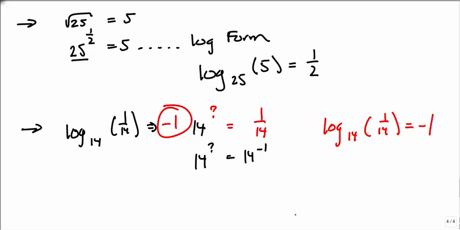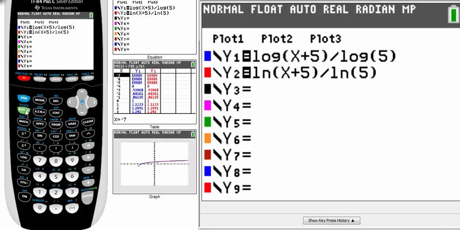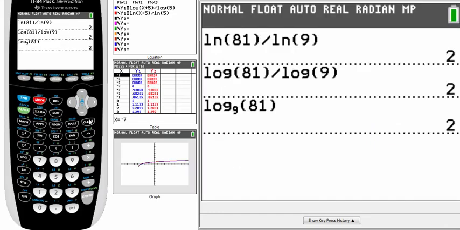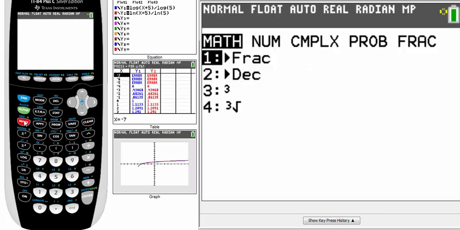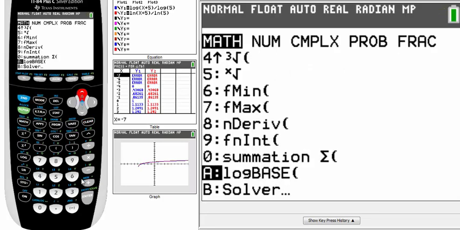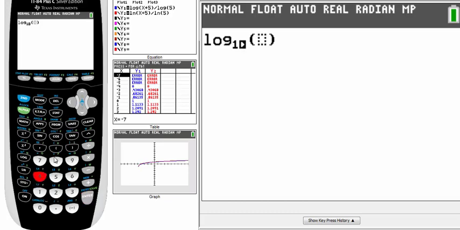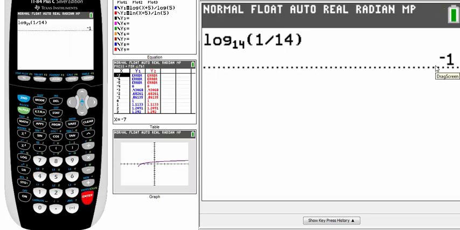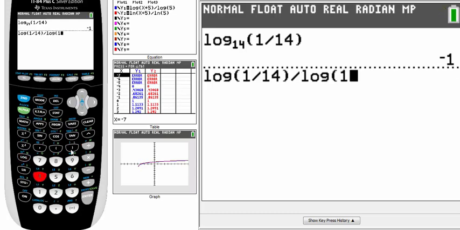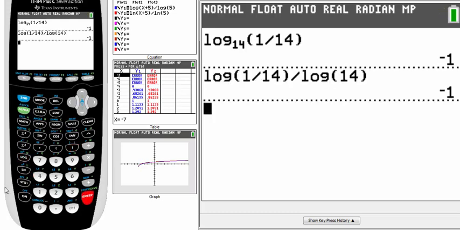Now let's pop this into our calculator to check our work. I have a log base key, so I'm going to use it, and then we'll also show how to use it without the log base key. Here I have log base 14 of 1/14, 1 divided by 14, and you can see I get negative 1. Now what about the change of base conversion? Remember you can use log or natural log. It would be the log of 1/14, because this is the base so it goes on the bottom, divided by log of 14. We'll get negative 1 out of that, and I can do the same with natural log.